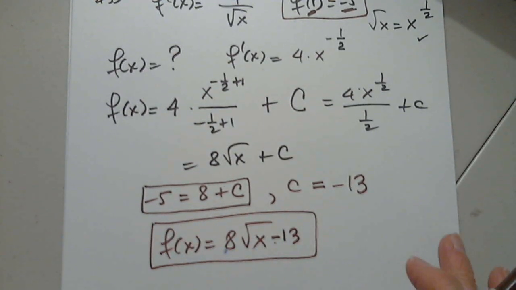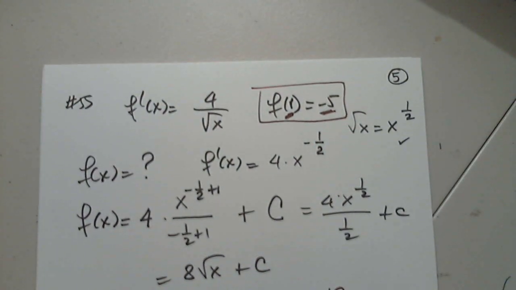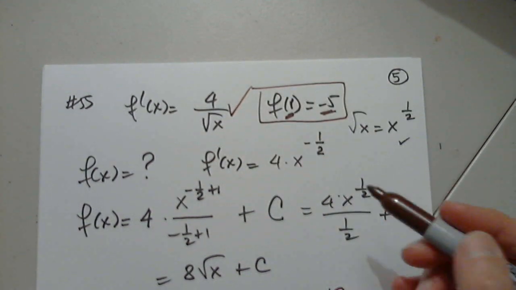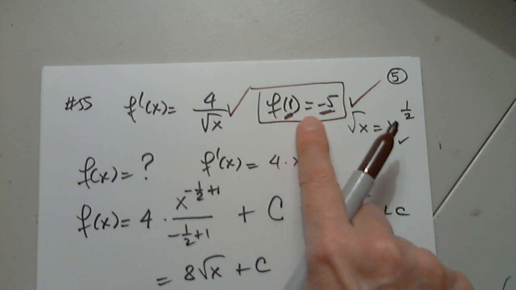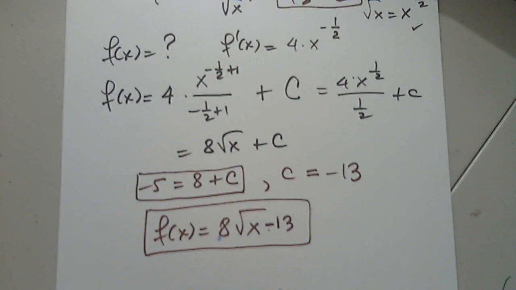Unique. In which sense? Yes, it's the function whose derivative is this, but it's the only function that goes through the point 1 comma -5. 8 square root of x minus 13.